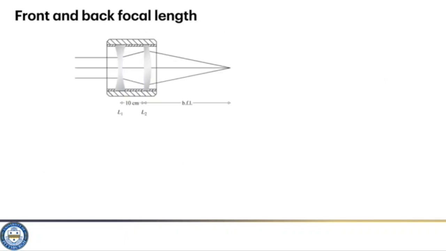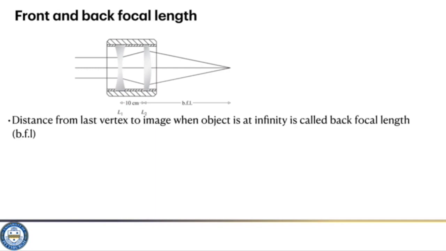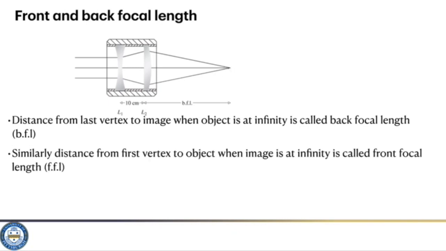I also want to introduce two other parameters, which are called the front and back focal length. It's quite easy to understand. The distance from the last vertex of a lens system, this is a compound lens of two lenses, but it could be generalized to more than two, the distance from the last vertex of the lens to the image point when the object is at infinity. So again, as you see, we have these rays coming in from infinity. This distance is called the back focal length. Similarly, the distance from the first vertex to the object when the image is at infinity is called the front focal length, and that is the FFL.